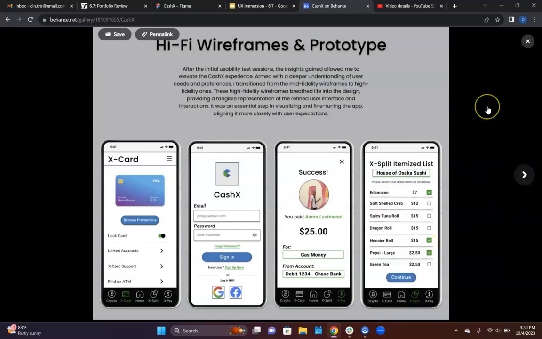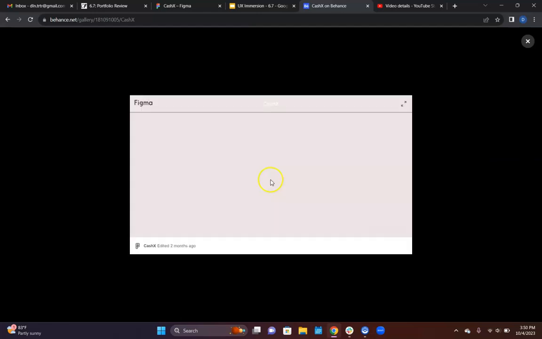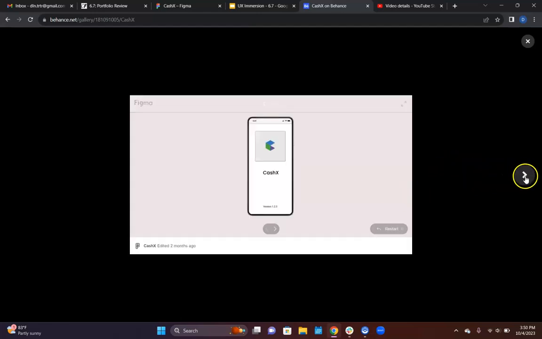Then it was on to making high fidelity wireframes and prototyping it. We did this to really breathe some real life into the design, give it some personality. This helped provide a real representation of what the user interface will ultimately look like in the end, and was an essential step in fine-tuning our app. Here's a link to the Figma prototype.